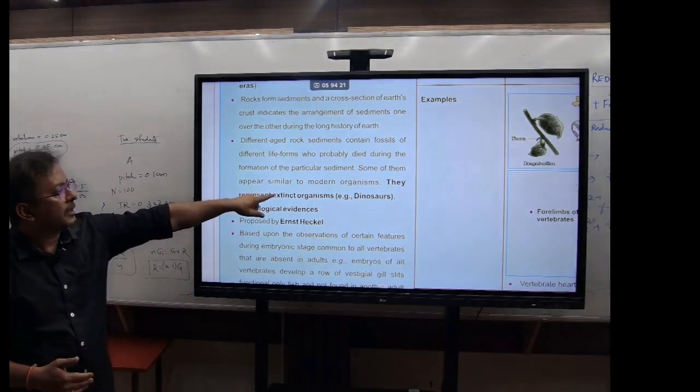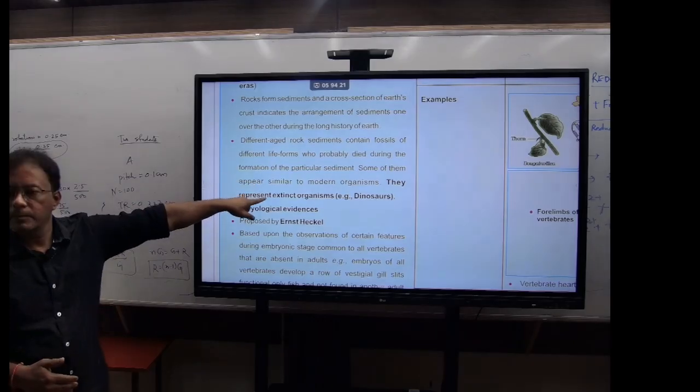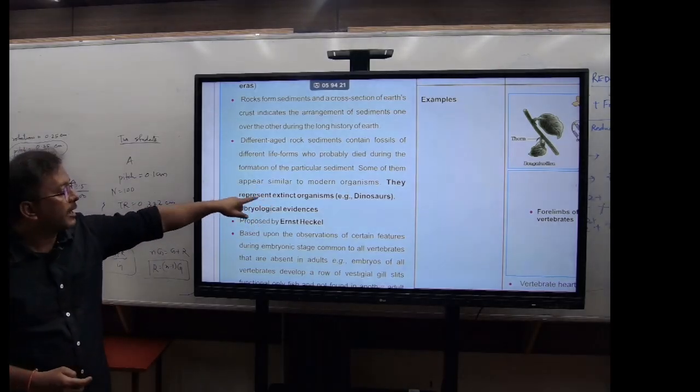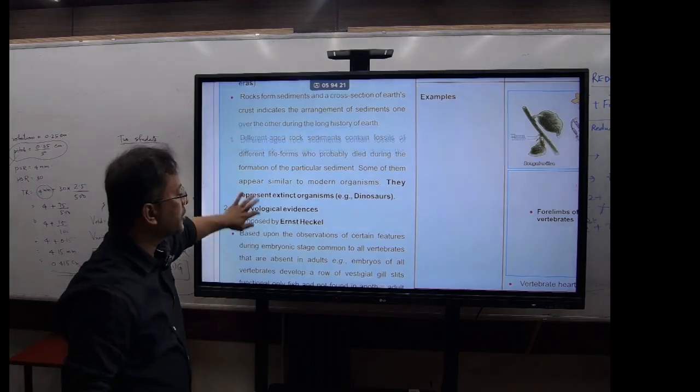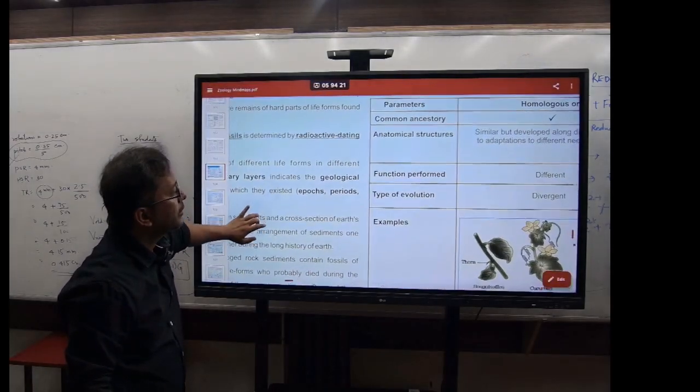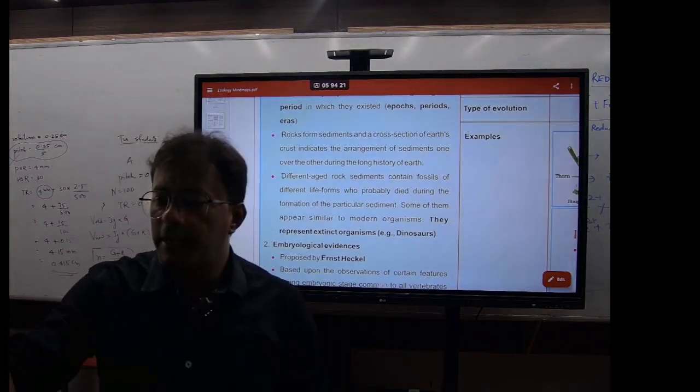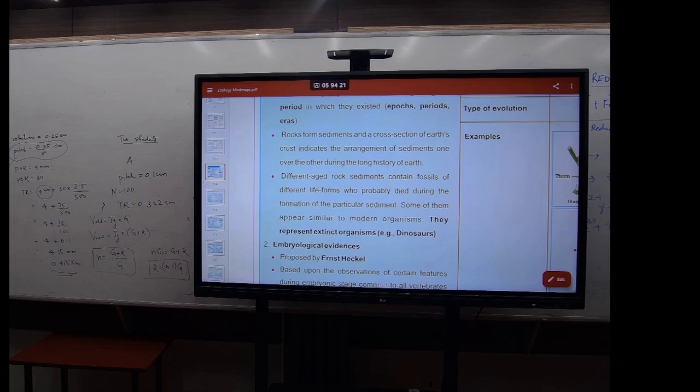For example, some of them appear similar to modern organisms and they represent extinct organisms. There is a family tree of dinosaurs shown there. Can you see that, guys? Can you see that on the next page? Look at the diagram once. So there is Stegosaurus, Brachiosaurus, Tyrannosaurus, Triceratops. All these animals descended from the same ancestor. And in between you can see there is something called Archaeopteryx. Can you see that, guys?